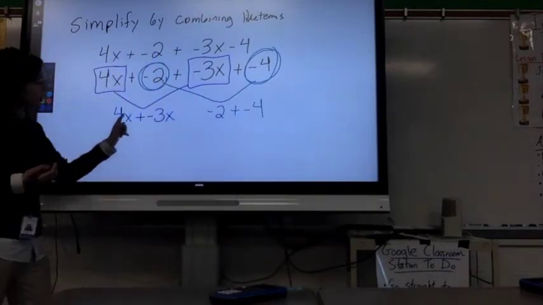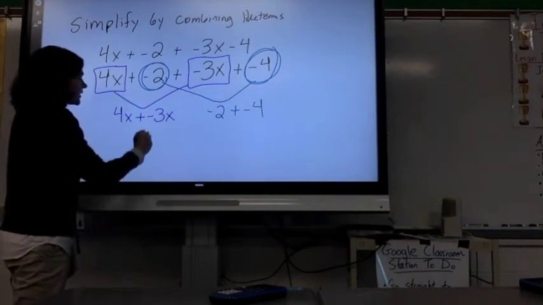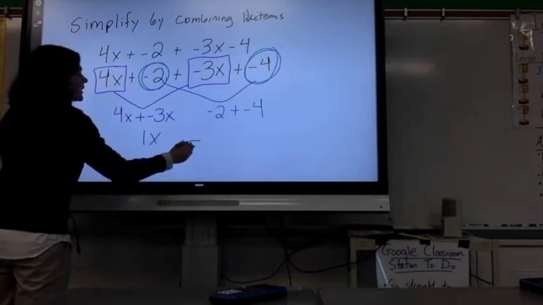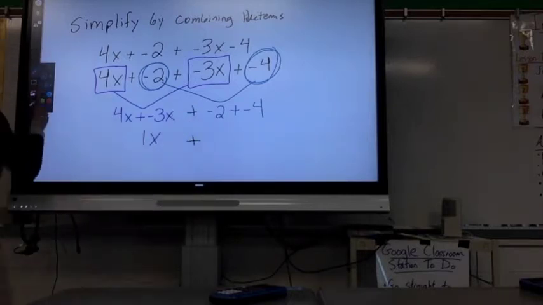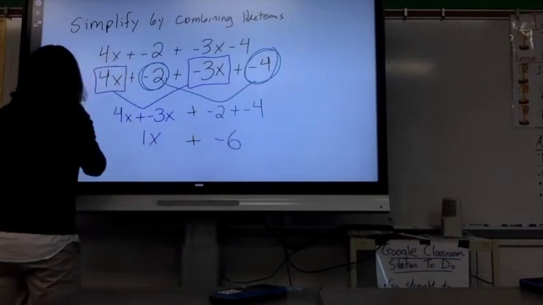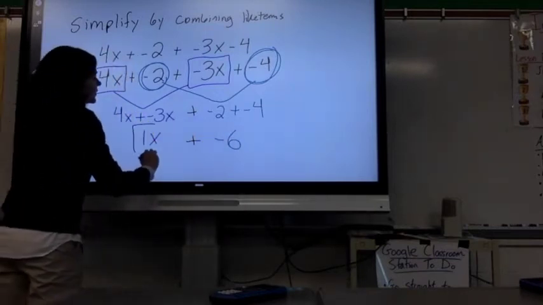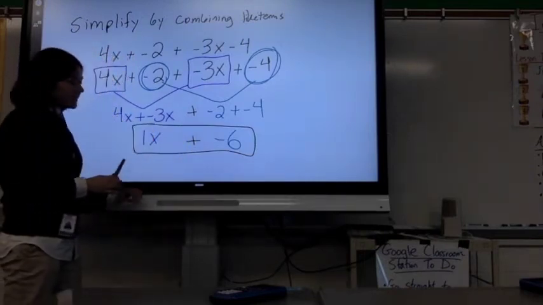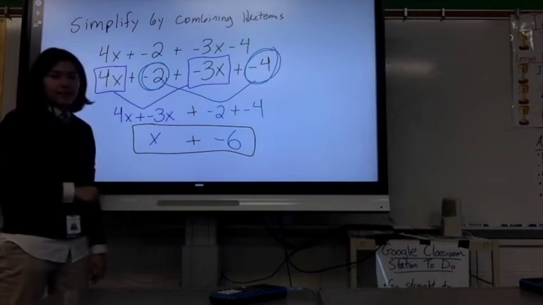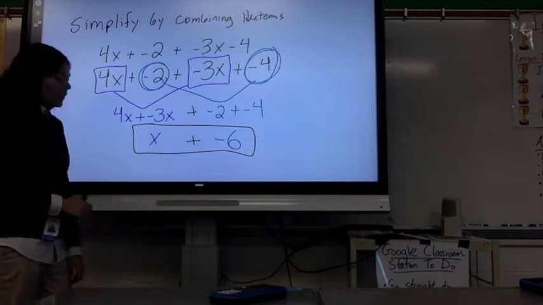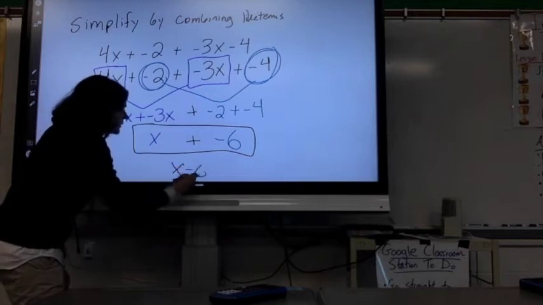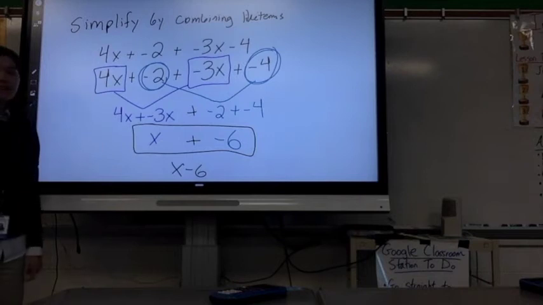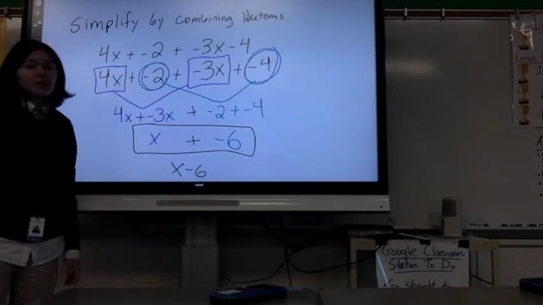All right, so 4x plus negative 3x is equal to 1x, or just x. And negative 2 plus negative 4 is equal to negative 6. So that would be my final answer, 1x plus negative 6. The 1's not really necessary. 1x is the same as x, so I could get rid of that. Right, and that's going to be my final answer, which is the same as x minus 6 as well. So for those, remember, we're going to rewrite subtraction as addition, and then combine the like terms that we see.